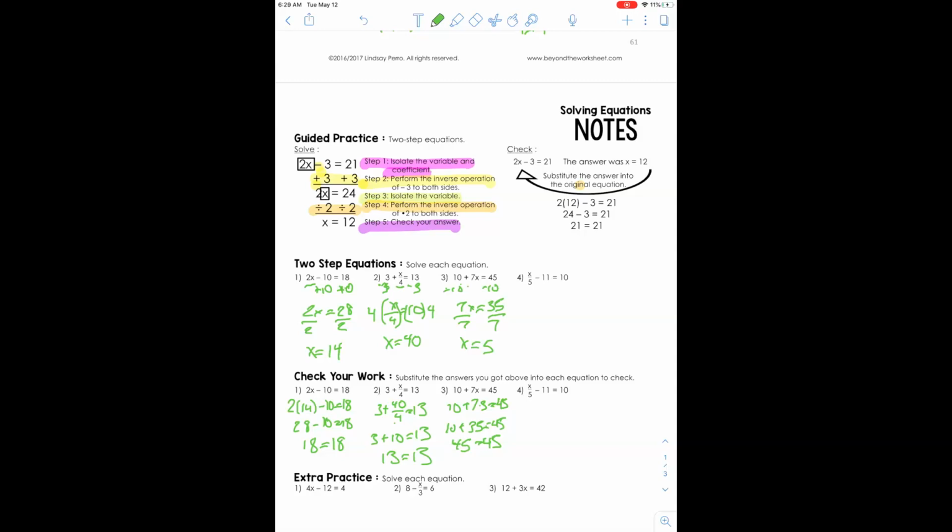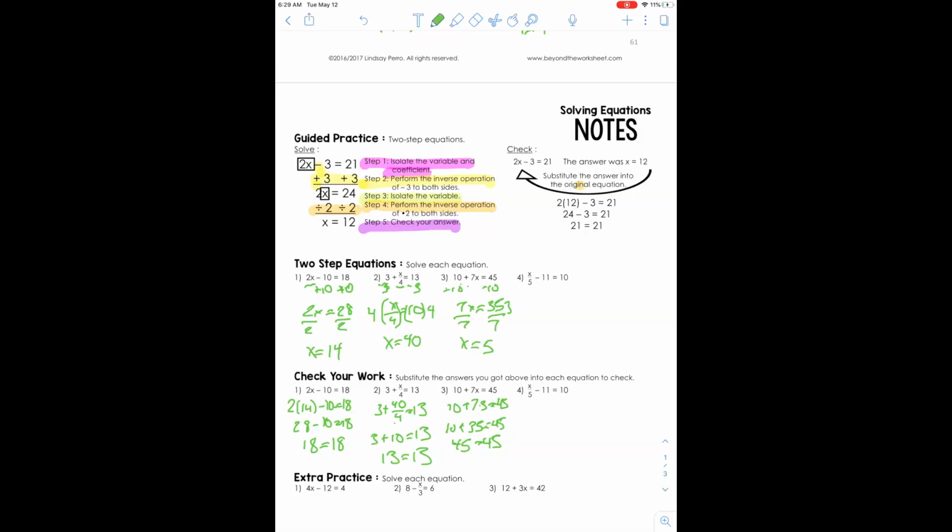And number 4, we do the opposite to get x divided by 5. So we add 11 to each side. We have x divided by 5 equals 11, 11, 21. Then we multiply each side by 3. So x would equal 63. Wow, that was wrong. Can't read my own writing on here.